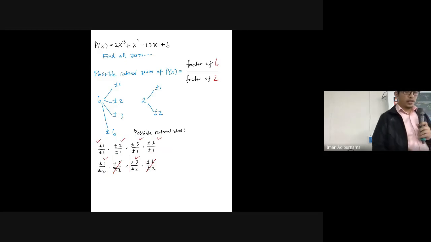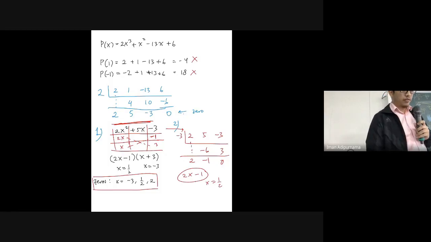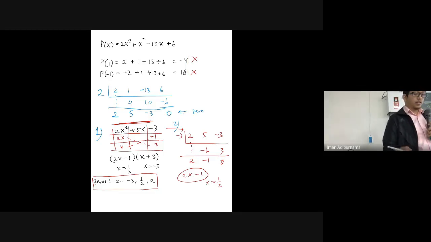We can check by testing the numbers. If it's easy enough to calculate, like 1 and -1, we can check, but unfortunately, it's not our answer here. So we need to try another number. We try 2. Let's just divide by synthetic division, and you get 0 here. That's why our number 2 here is a zero.